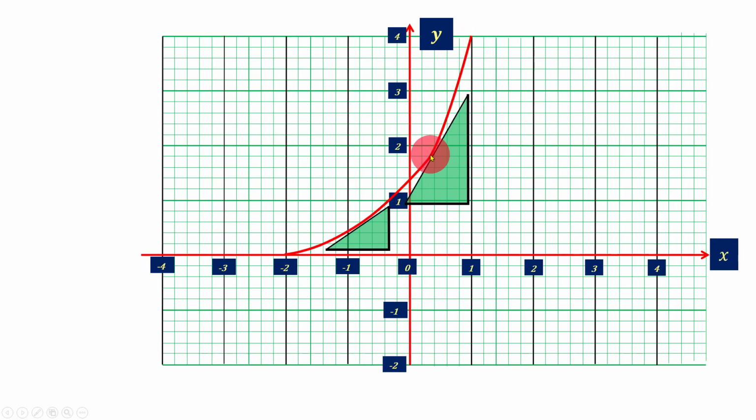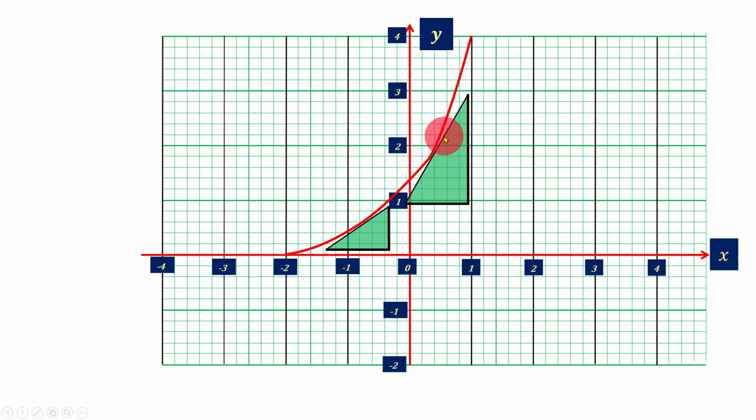I just need to pick a point, for example this point here. Once you pick a point, we can find the gradient at that point. How do we find the gradient at a point which is on a curve?